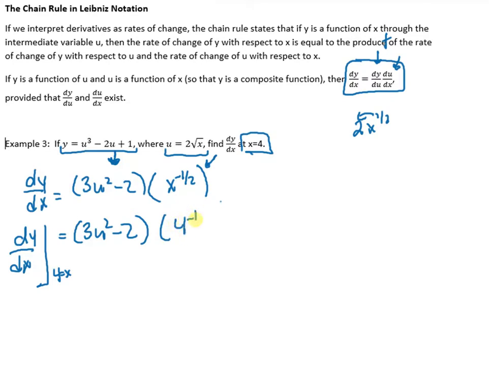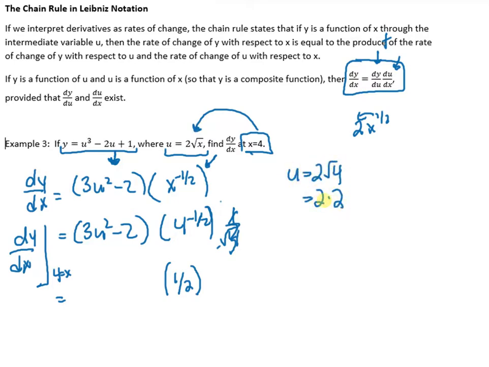So 4 to the negative 1/2, this is just 1 over root 4. So I get 1 over 2, right? So we get 1 over 2. But what we actually have is u in terms of x. So u equals 2 root 4, which is 2 times 2, which is just 4. So we can actually do this one on the side here and then sub it in here. So I get the answer as 2.